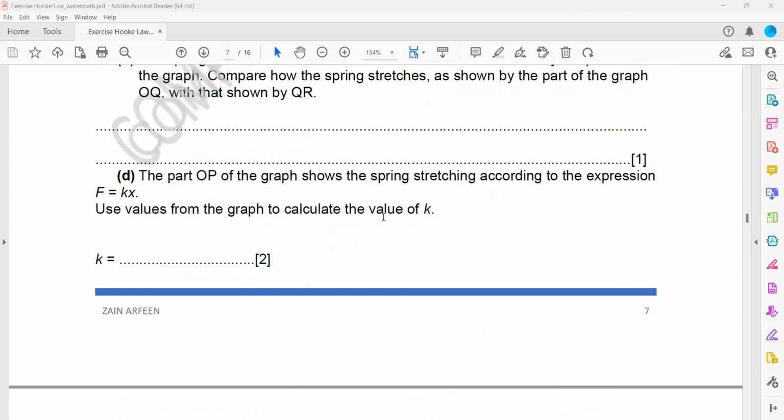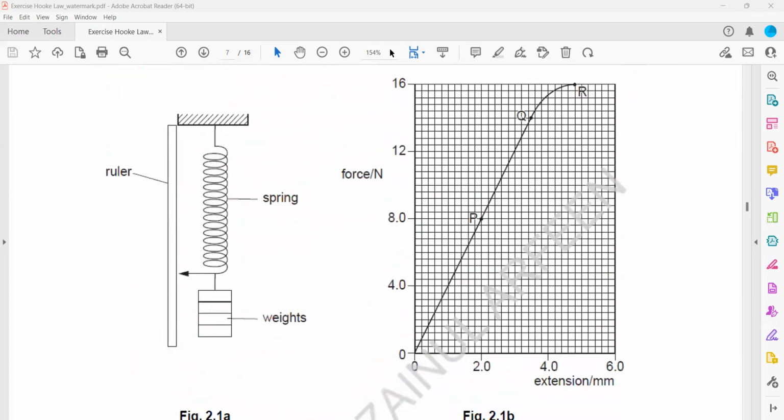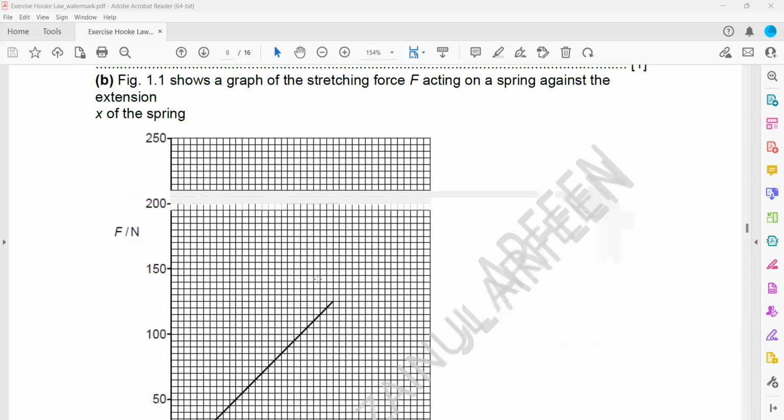Then for part OP, find the value of K. So from O to P, only this region, they ask to calculate the value of K. Again, you can take any point on this. If I take point P, this one is the force, and we have the extension. So spring constant is force divided by extension. Force equals 8 and extension is 2. So 8 divided by 2, that is 4 Newton per millimeter. So 4 Newton per millimeter is the spring constant.